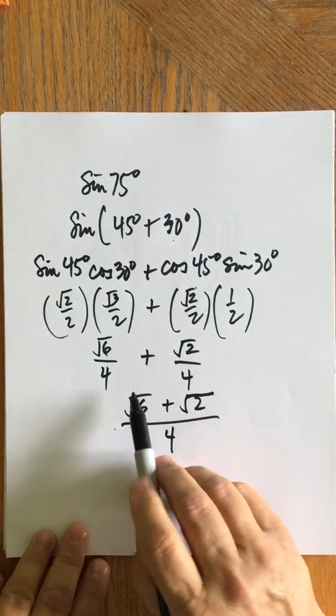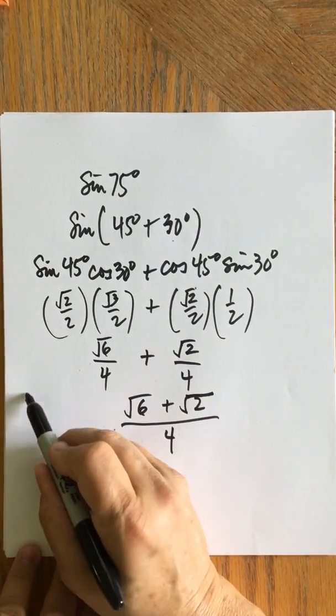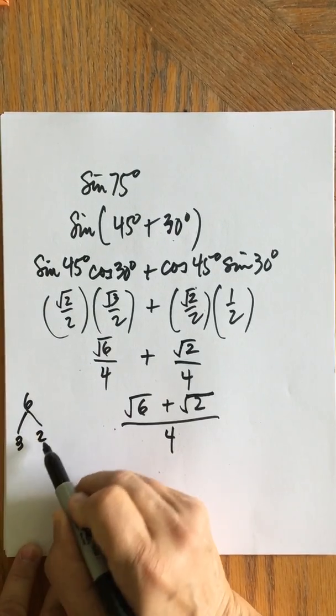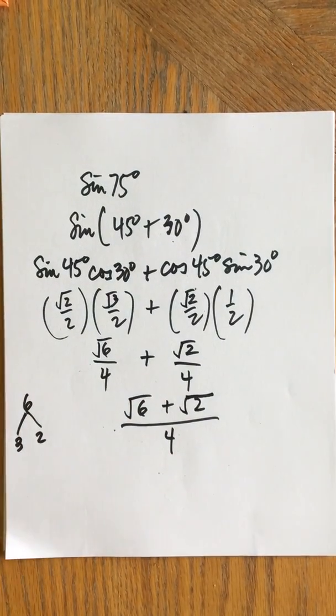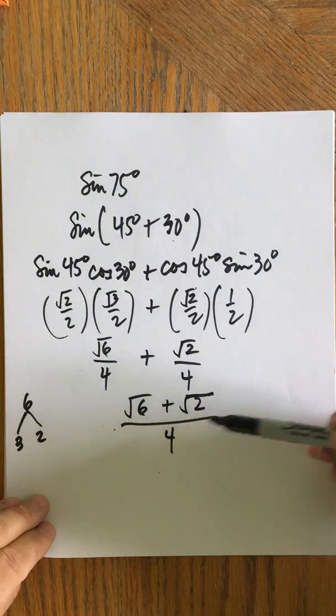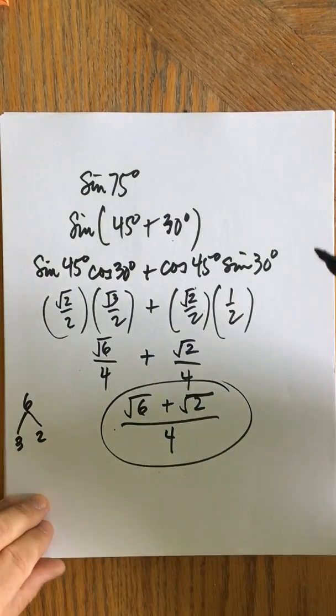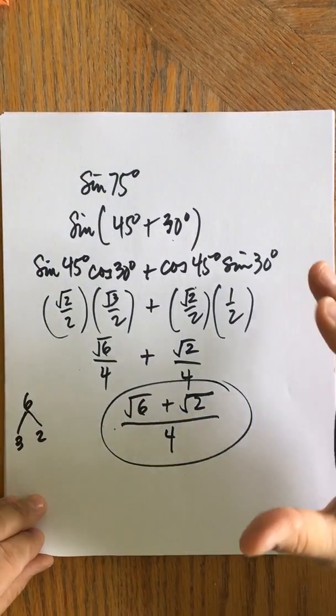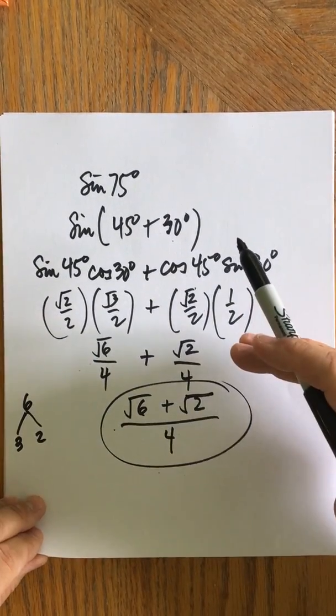over 4. And of course, you can't really simplify these, because if you look at the factorization of 6, it's 3 times 2, and you can't take anything out of the radical. So you just have to leave it like this. So this would be your answer. But I mean, really, this kind of thing would be really hard to imagine you needing.